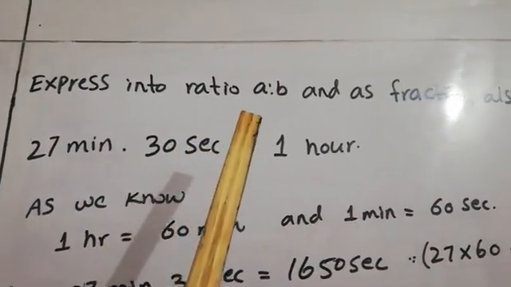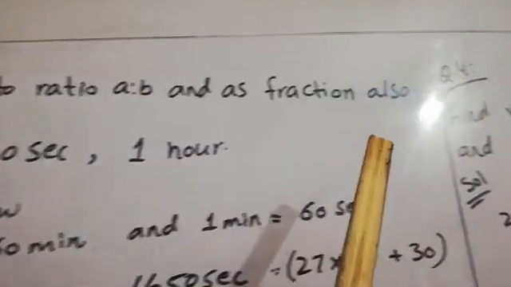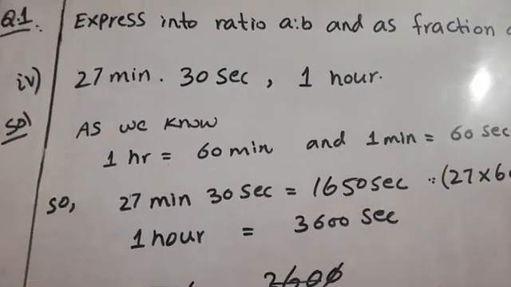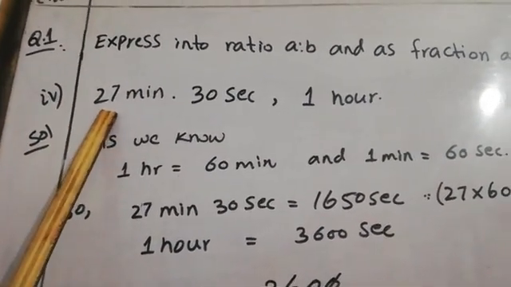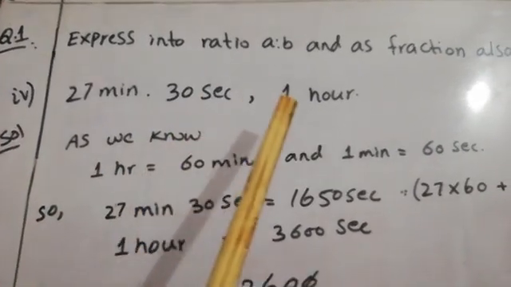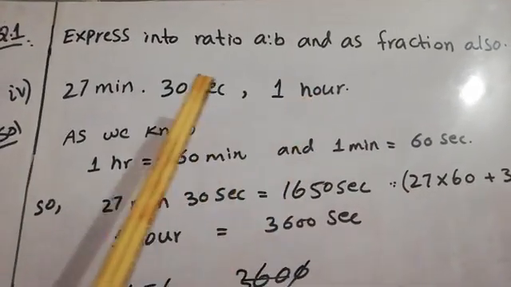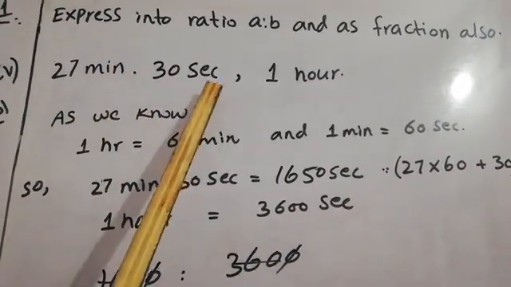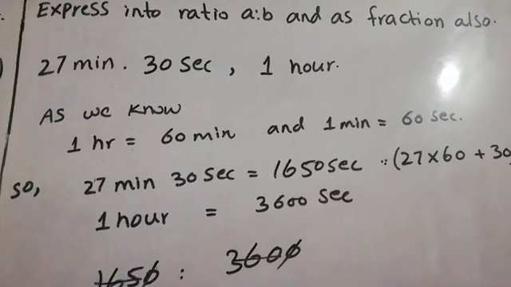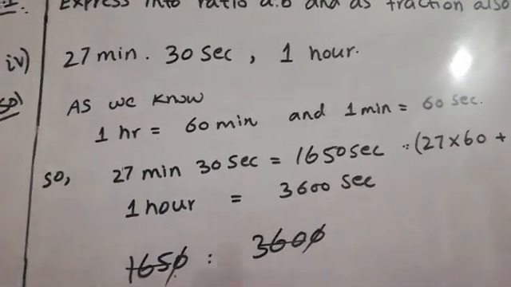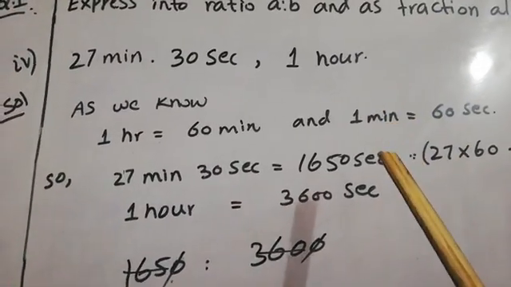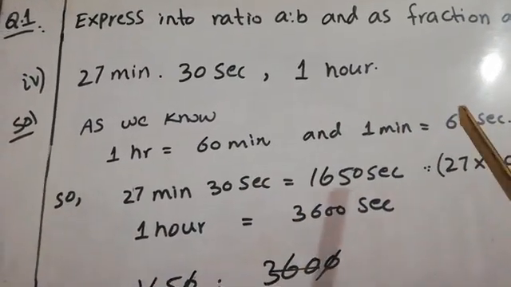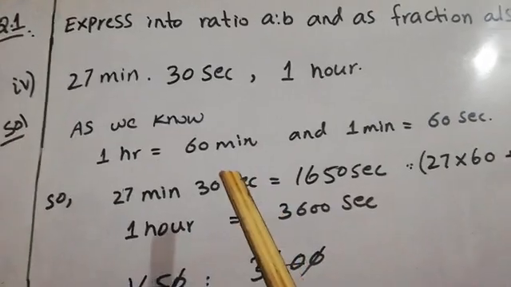Express into ratio A:B and as a fraction also. There are two parts given in our syllabus. The first quantity is 27 minutes and 30 seconds, and the second quantity is 1 hour. You can observe, students, that their units are different. This is minute, this is second, this is hour. First of all, we will convert these into a single unit, the smallest unit. You can change it into a bigger unit also, but prefer to go to the smaller unit.